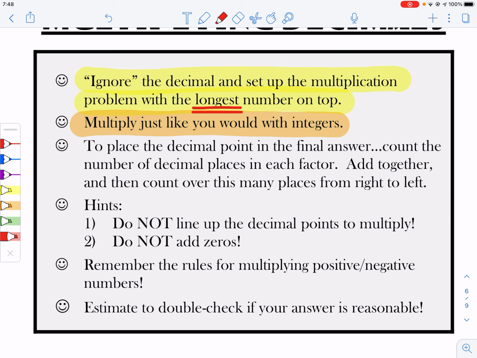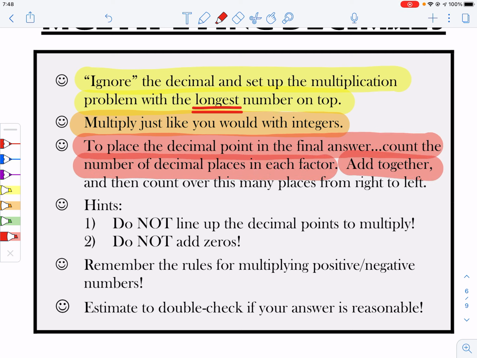Then from here, this talks about where to put your decimal. So to place the decimal point in the final answer, count the number of decimals in each factor, add together, and then count over that many places from right to left. And we'll do some examples of what I mean by that.